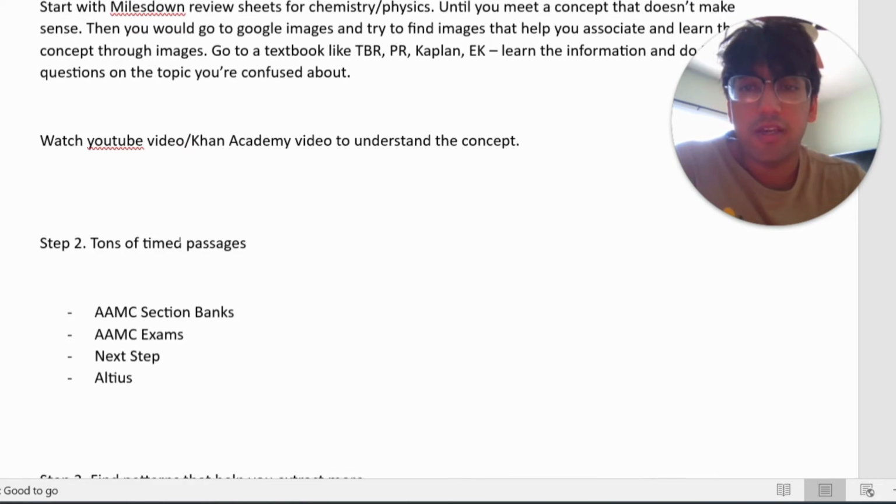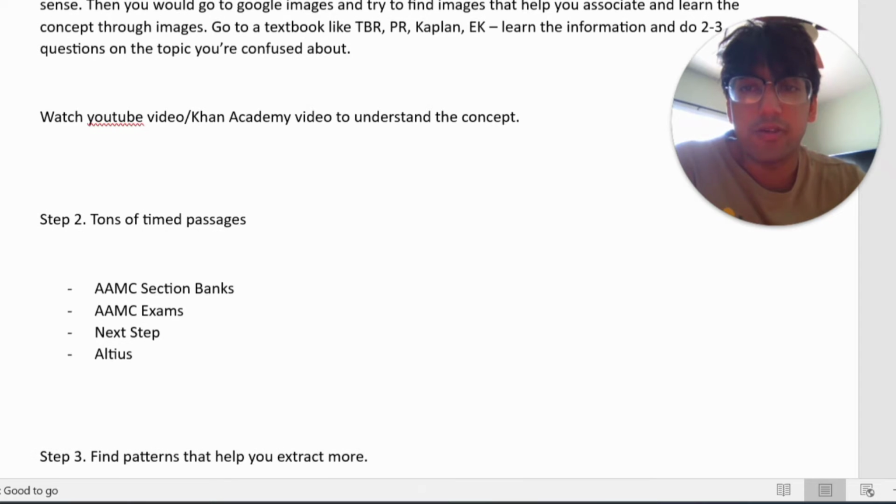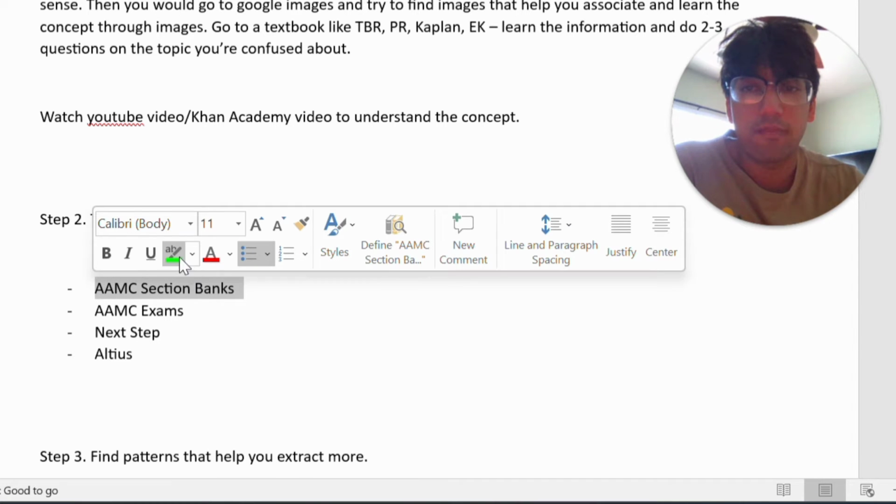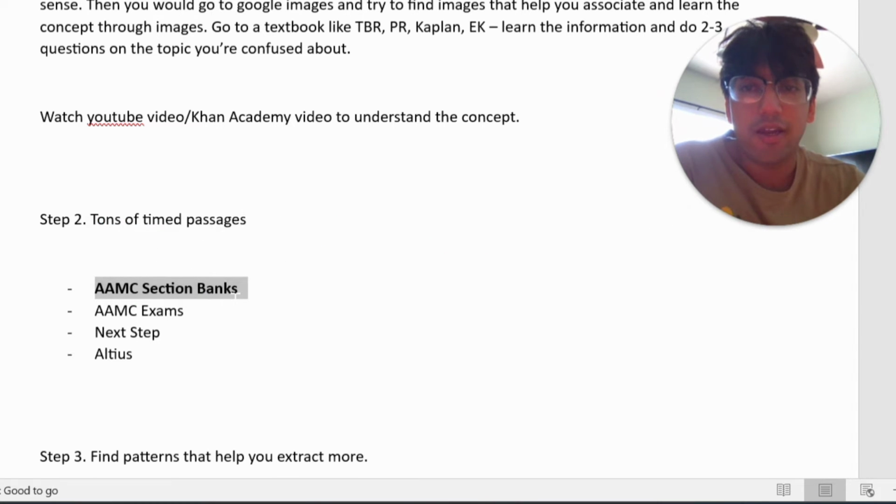Okay, the next thing that really helped is doing a ton of timed passages. I kind of ordered this in terms of what I believed were really valuable resources. All four of these I thought were great resources. Section banks, absolutely. One of the students I was teaching didn't know what a section bank was, and I was like, oh my gosh, you're missing out, because these questions are hard as hell. These are really difficult questions that force you to understand the concepts.